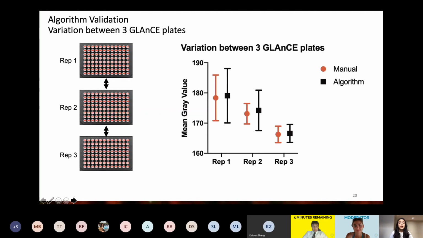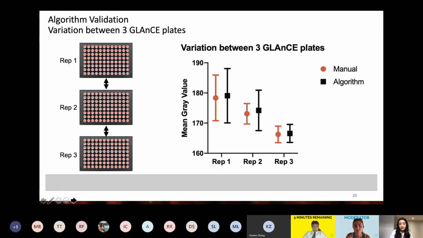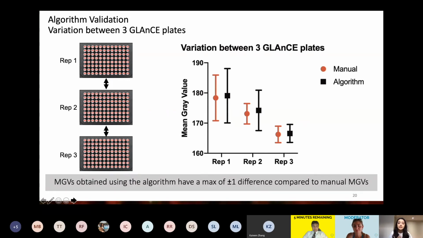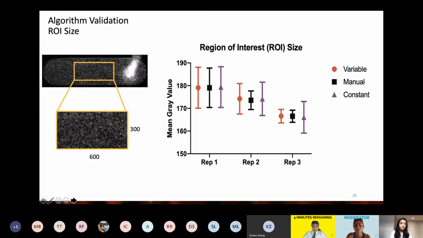We also looked at the variation between 3 glass plates, where manual is in the red and the algorithm would be in the black. And we found that there is little variance, as there is a maximum difference of 1 compared to our manual mean gray values, which would serve as our baseline.